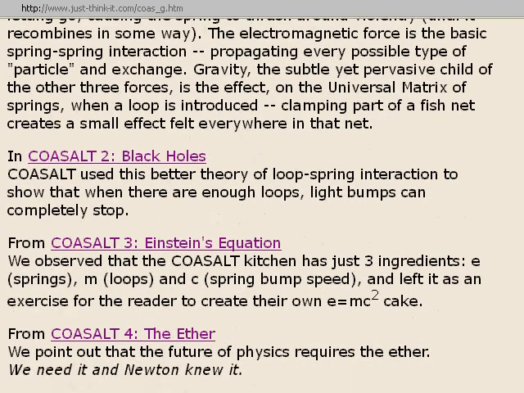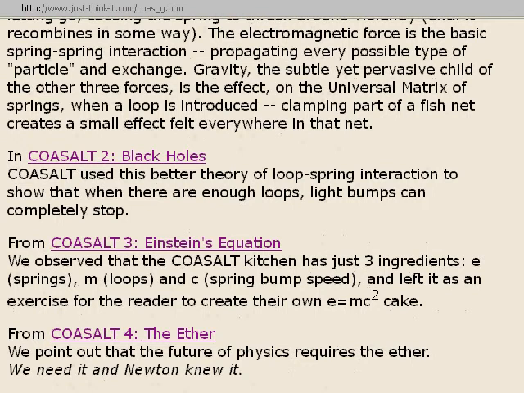From COASALT 3, Einstein's equation, we observed that the COASALT kitchen has just three ingredients: E, energy, i.e. springs; M, mass, i.e. loops; and C, the speed of light, i.e. spring bump speed. And we left it as an exercise for the reader to create their own E equals mc squared cake. COASALT 4, the ether, we point out that the future of physics requires the ether.